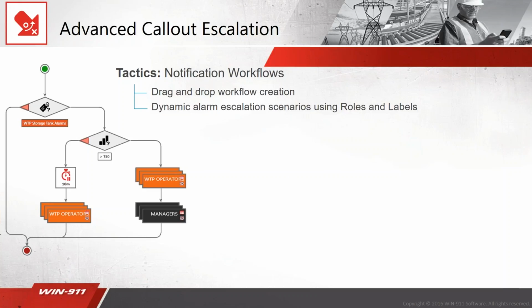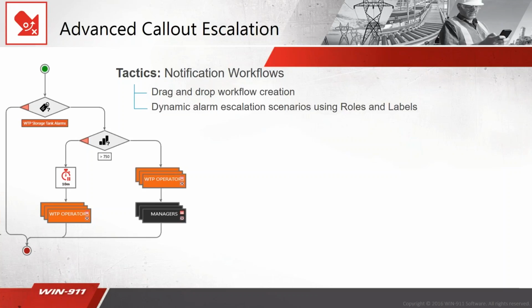In this example, it's saying if it's greater than 750, which in Win911 our severity scale goes from 0 to 1,000, I believe. So 750 is a high severity alarm. So if it is over 750, it's going to go out on the right side, and it's going to notify the water treatment plant operators, and it's going to notify anyone wearing the manager role.